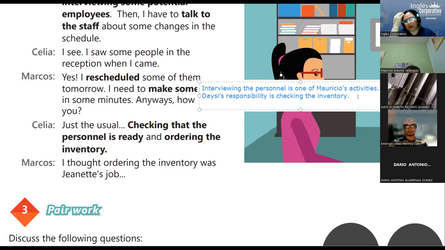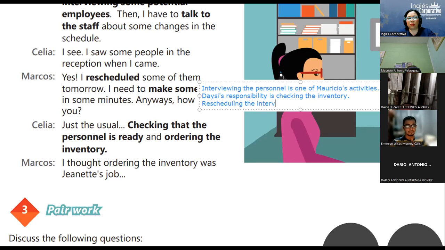¿Ok? Vamos a ver. Hagamos otra oración diciendo las actividades que nosotros hacemos de esta manera. Decíamos rescheduling, ¿verdad? Rescheduling the interviews is another Mauricio's responsibility, right? Mauricio's responsibility. Ok.